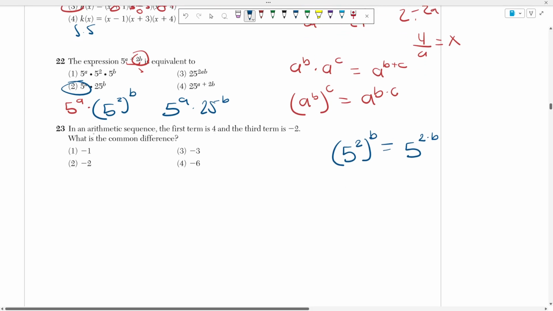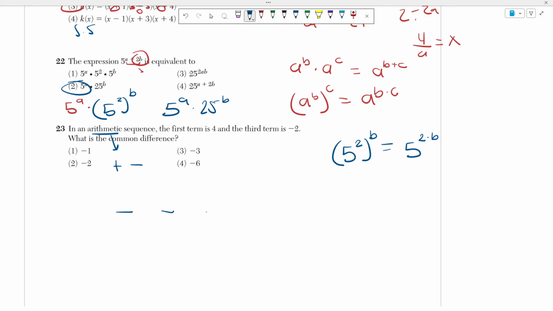So an arithmetic sequence is just going to deal with adding or subtraction. So it's the same thing as a geometric sequence. All of the numbers are going to follow the same rule, but instead of that rule being multiplication, that rule is addition or subtraction. Okay? So it's saying that the first term is 4.